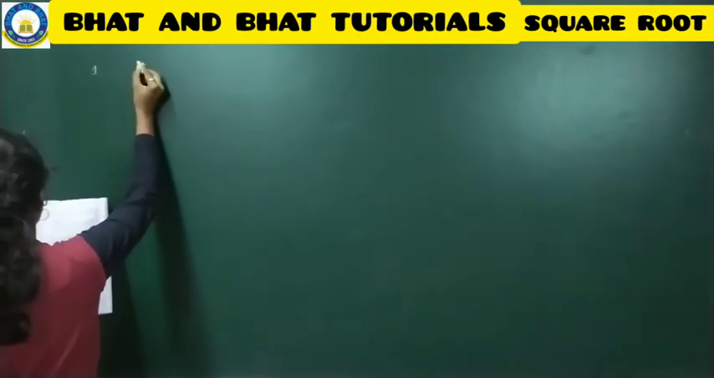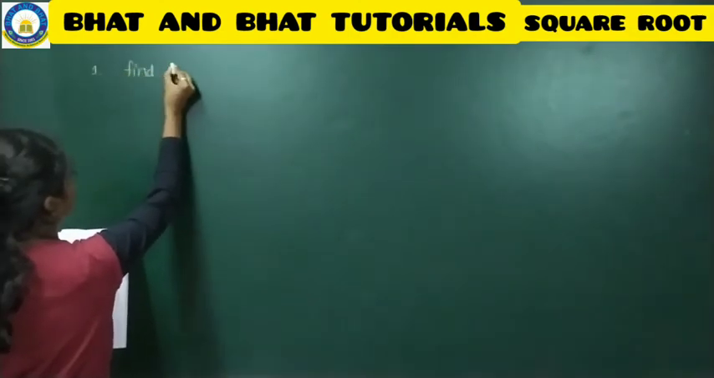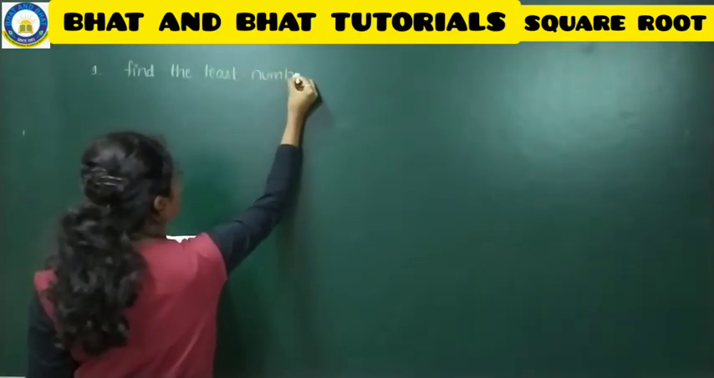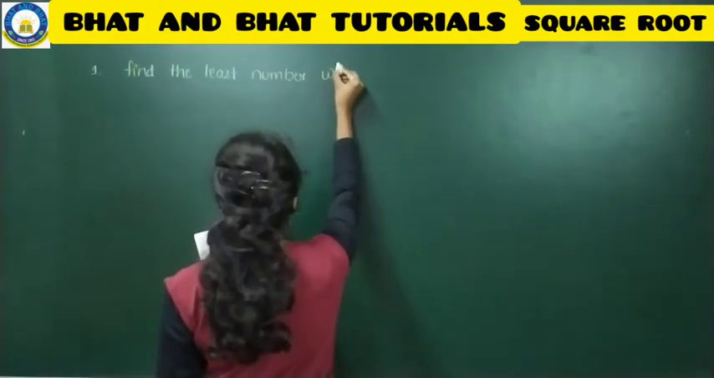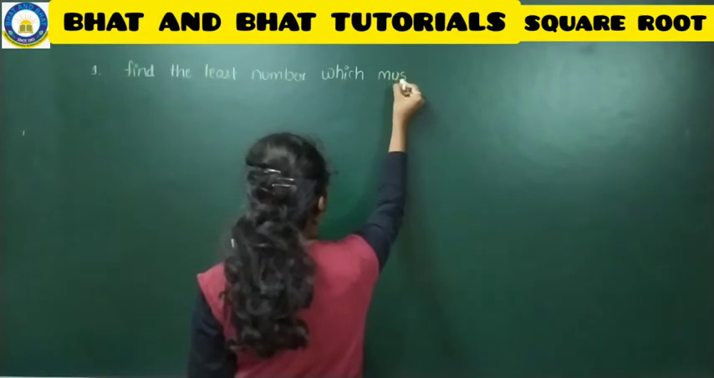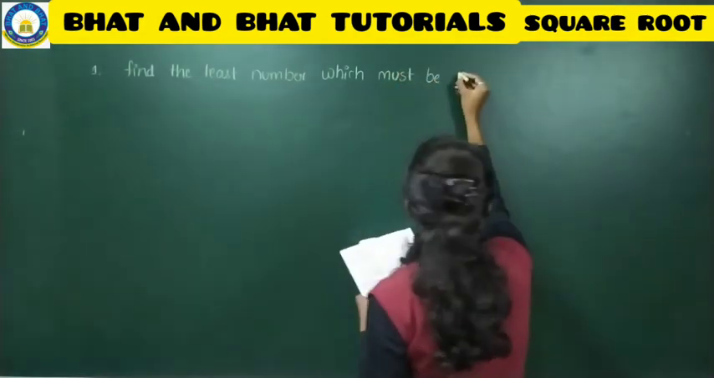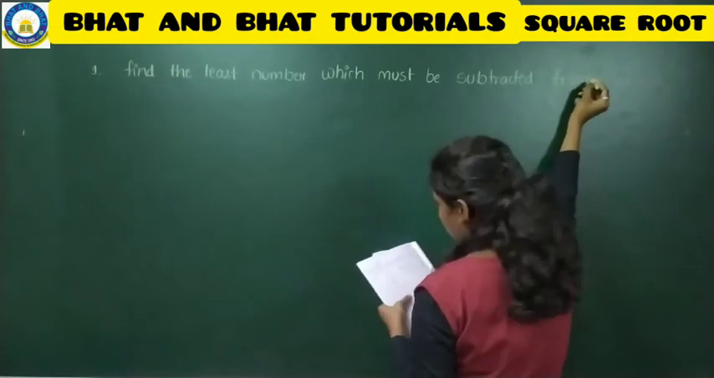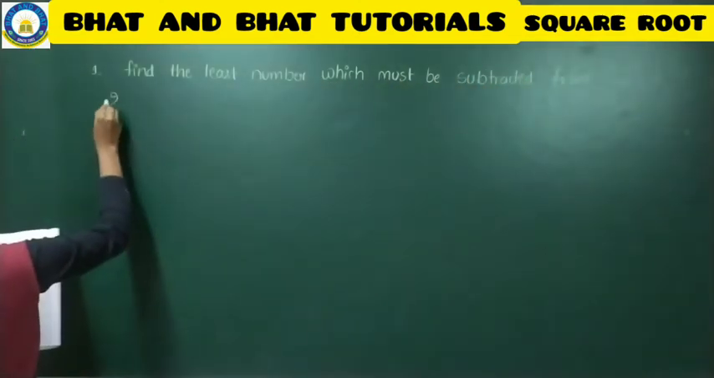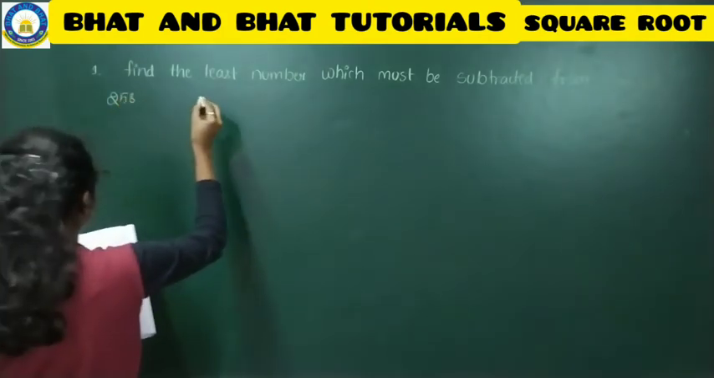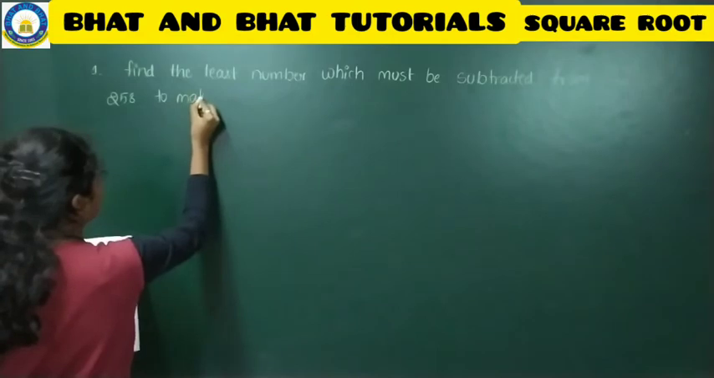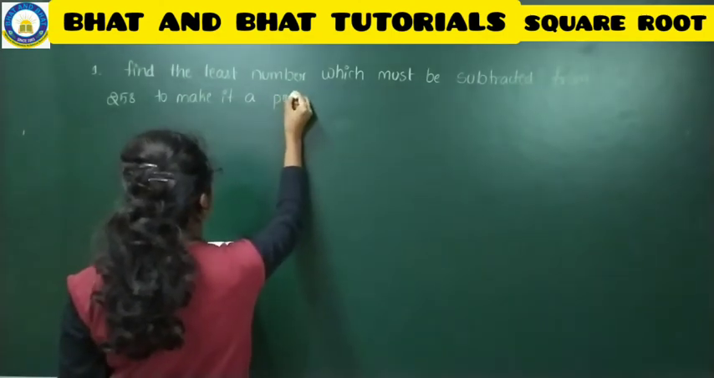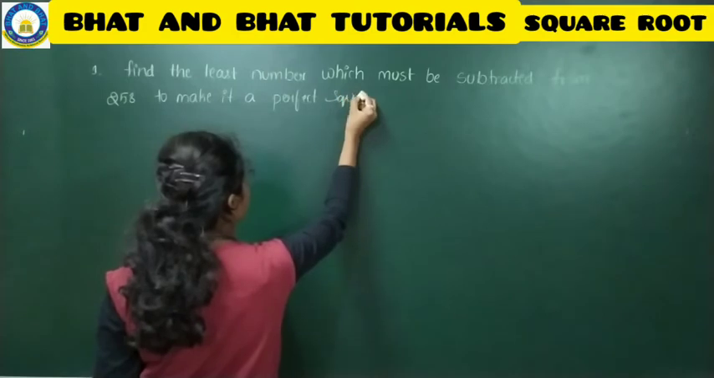The first problem: find the least number which must be subtracted from 258 to make it a perfect square.